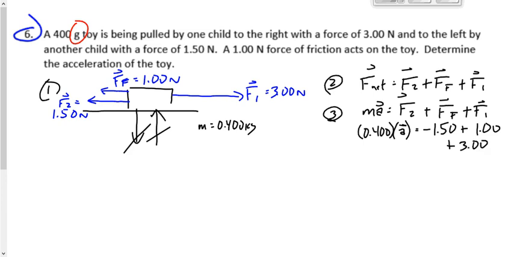Is that right? No? Haley, what's wrong? Yeah, friction needs to be a negative as well. So we get 0.400 times A is equal to, this ends up being positive 0.5. And A ends up being equal to 1.25 meters per second squared. Yep.